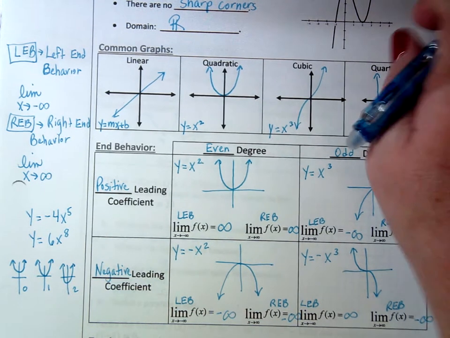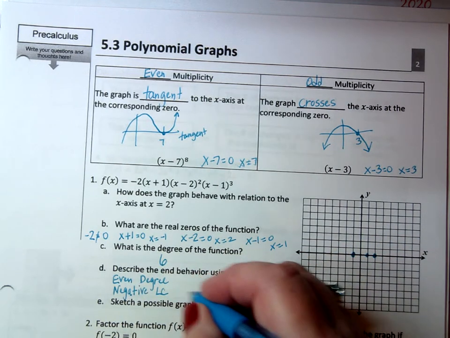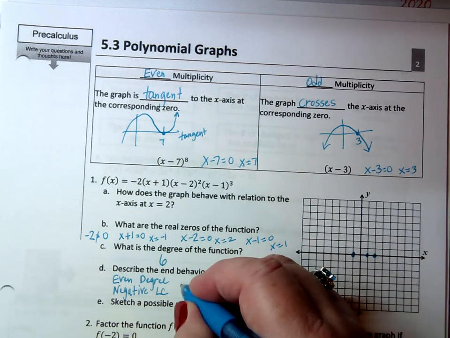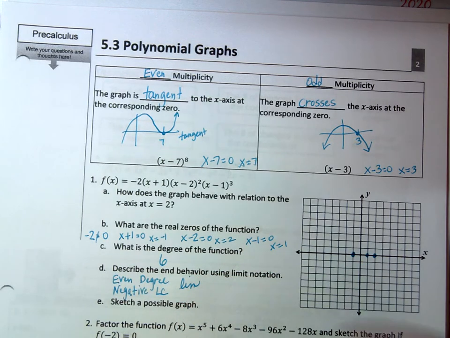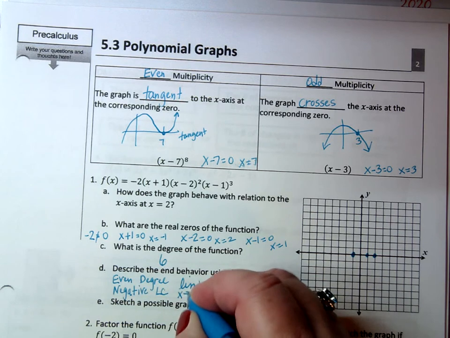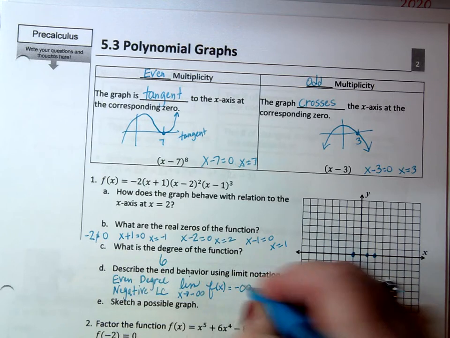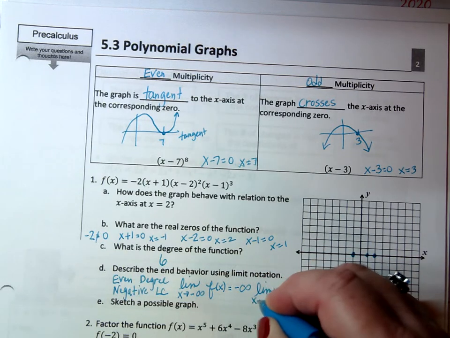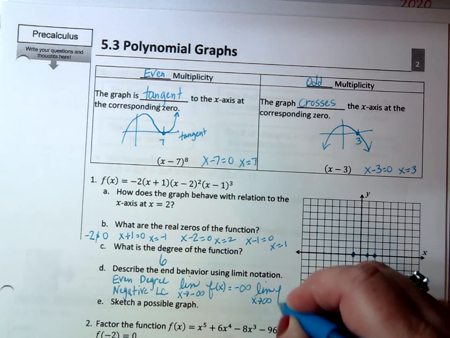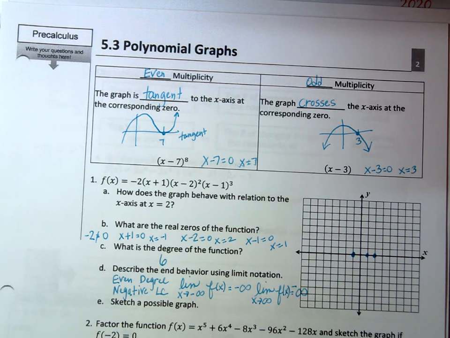So to answer this question, I know it's going to negative infinity on both sides, so they said use limit notation to describe it. So the limit as x approaches negative infinity of my function is negative infinity, and the limit as x approaches positive infinity for my function is also negative infinity. And then sketch the graph. All right, well, let's figure it out.